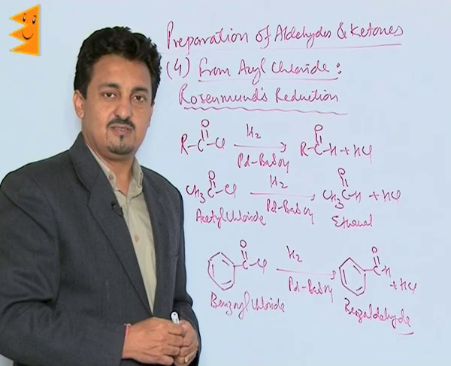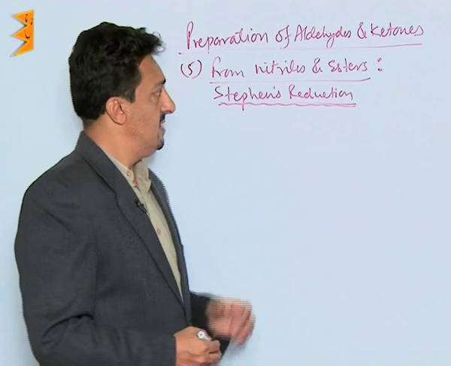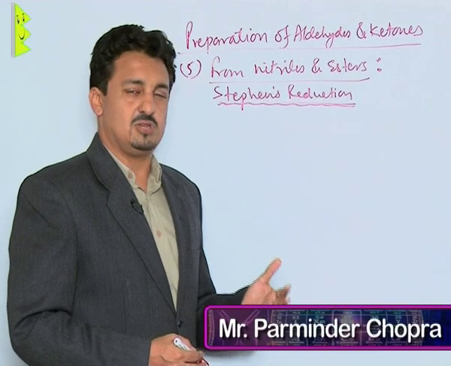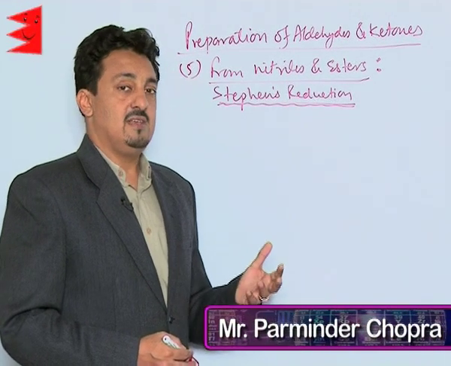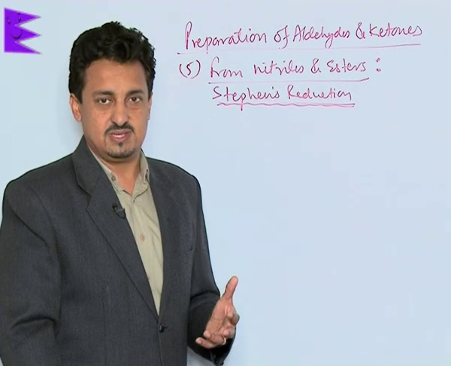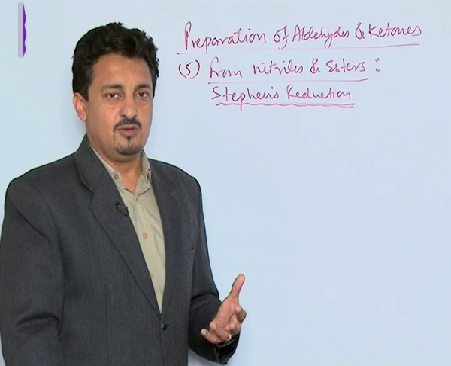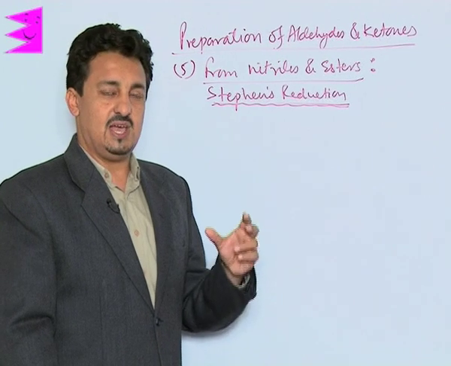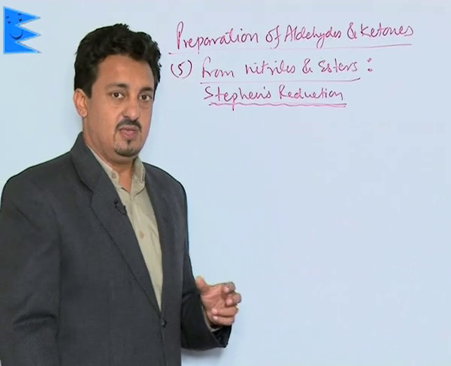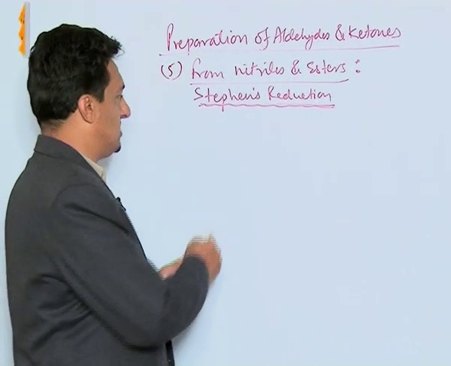The next reaction is from nitriles and esters. This is again one of the reduction methods, and the cyanides and the esters can be reduced to their corresponding aldehydes. What is most important to notice is that if we are using cyanides and reducing them, the reaction is called Stephen's reduction. Now let's talk first about Stephen's reduction.